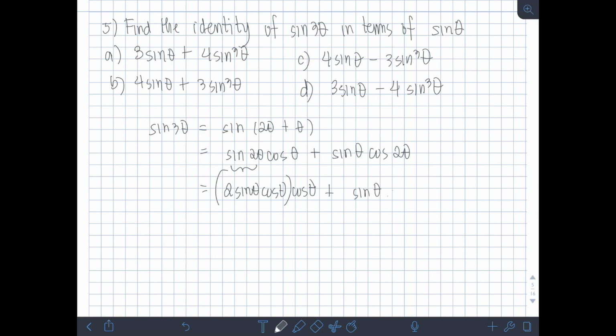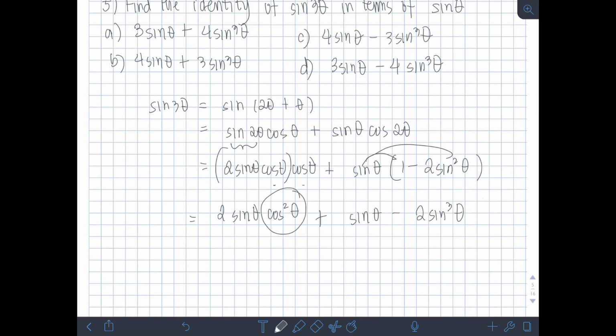Itong cosine 2 theta, gamitin din natin yung double identity for sine. Equal yan saan? So, in terms of sine, yung cosine 2 theta ay equal siya sa 1 minus 2 sine squared theta. Okay? So, simplify further, we have 2 sine theta times cosine theta, which is cosine squared theta, plus, distribute natin, sine theta minus 2 sine cube theta.